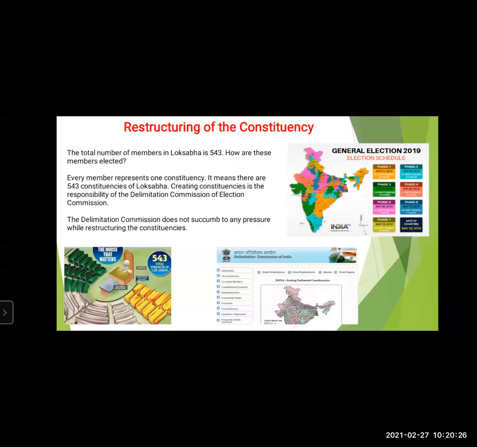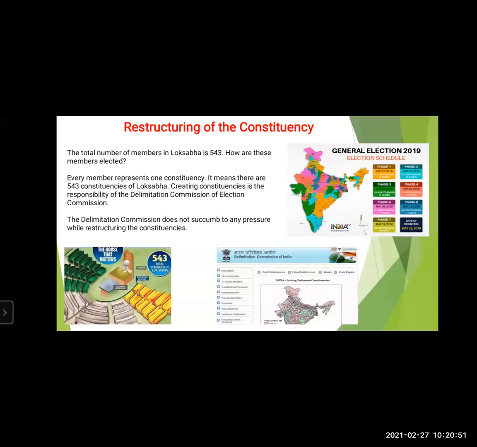Then we have restructuring of the constituencies. Okay, restructuring means the act of organizing a system in a new way to make it more effective. Now the total number of members in Lok Sabha is 543. Okay, so the total number of members in the Lok Sabha election is 543.